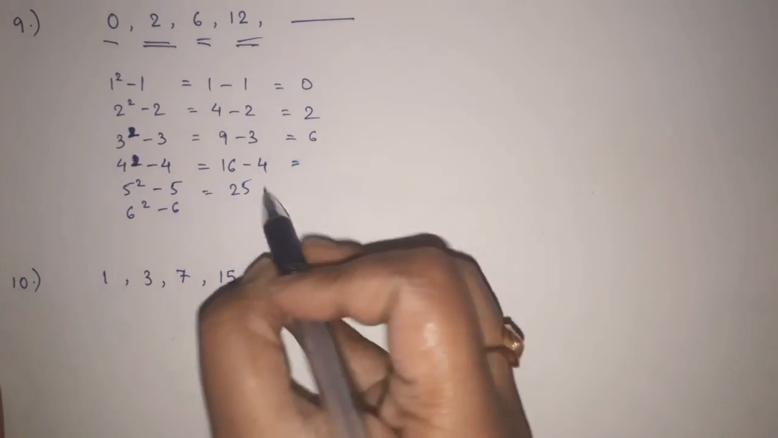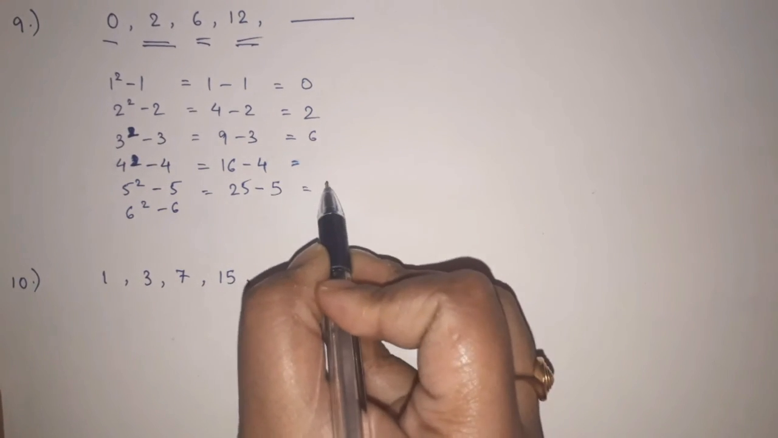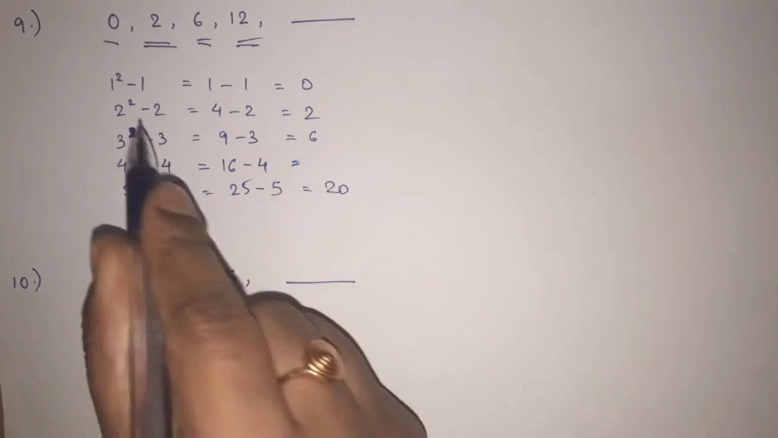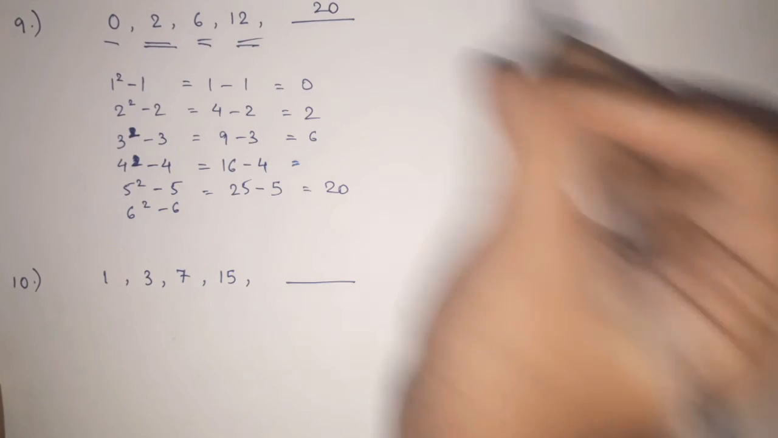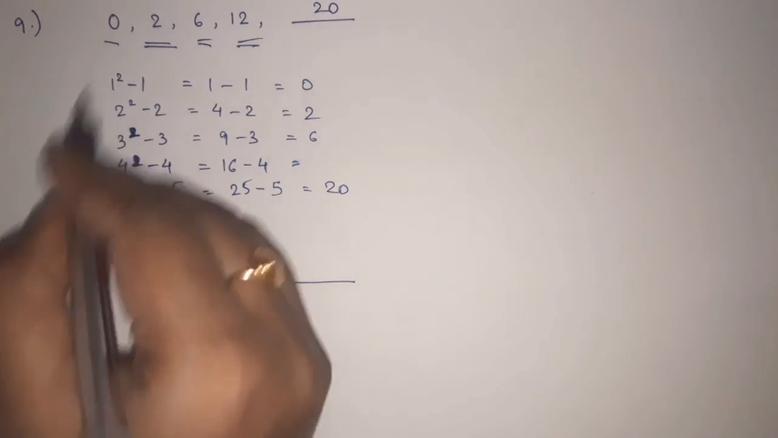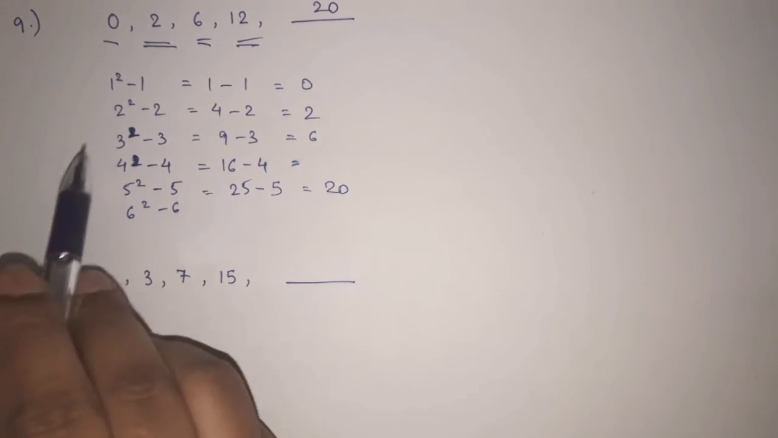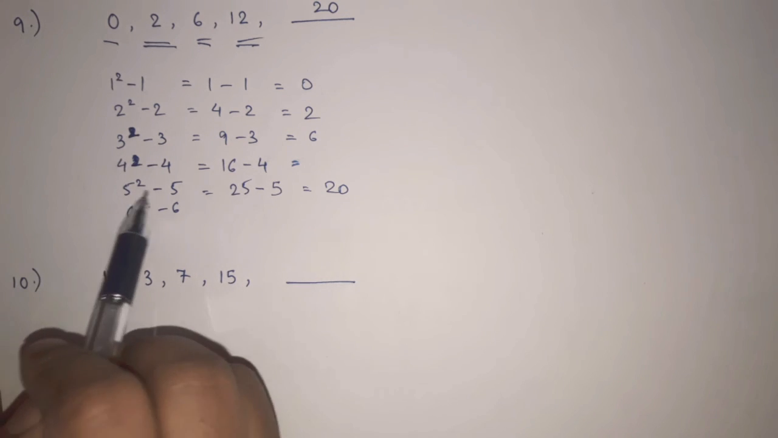Similarly here, what will be the next number? 5 square is 25 minus 5, so 25 minus 5 will give us 20. So here after 0, 2, 6, 12, the next number will be 20. So this is the pattern: 1 square minus 1, 2 square minus 2, 3 square minus 3, 4 square minus 4, 5 square minus 5, and so on.